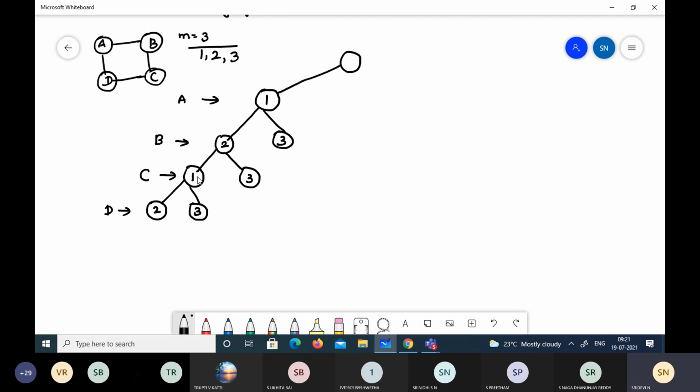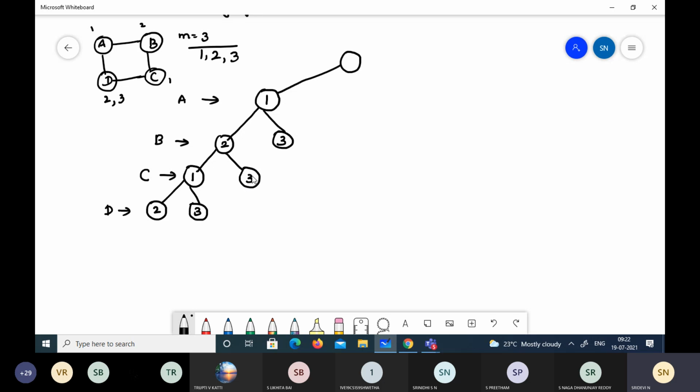When it is colored with 1, so A is 1, B is 2 and C is 1, what is the possible color for D? D can be colored with either 2 or 3, isn't it? See here what happens if we take this path. It will be 1, 2, 1, 2. Yes, we can color like this, isn't it? Adjacent nodes should not have the same color. So this is one possibility, 1, 2, 1, 2. Or else we can also have 1, 2, 1, 3. So possible colors for D can be 2 or 3. That is what we have shown here. Now again we will move back and check.